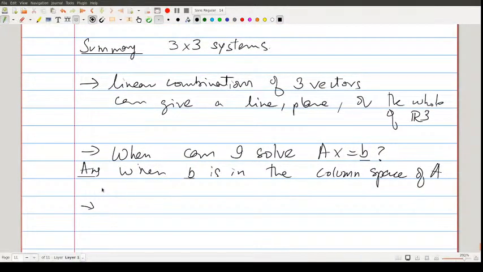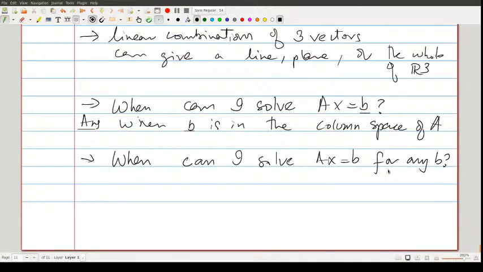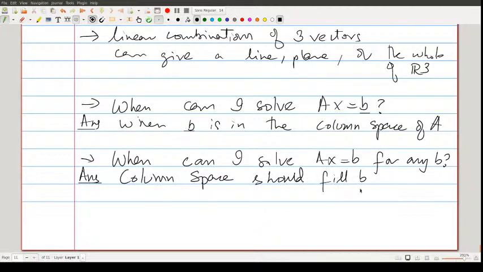Another question, when can I solve AX equals B for any B? Well, if you want to solve it for any B, you must make sure, because any B can come from any vector in R3, that means that's only possible when the column space should fill up the entire R3, right? So if I have a way to find out whether my column space fills out the entire space R3 or not, I can immediately answer the question, can I solve for any B or not, right?